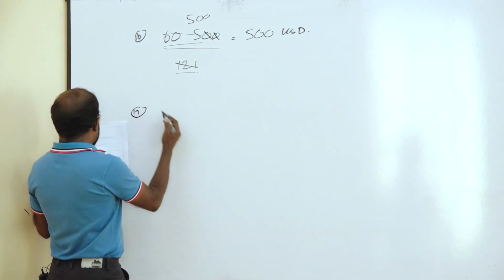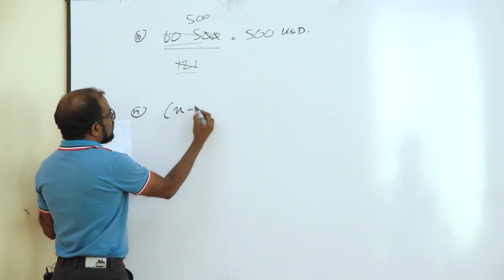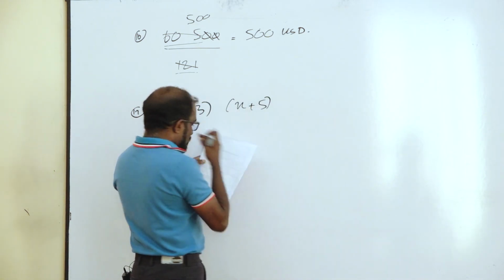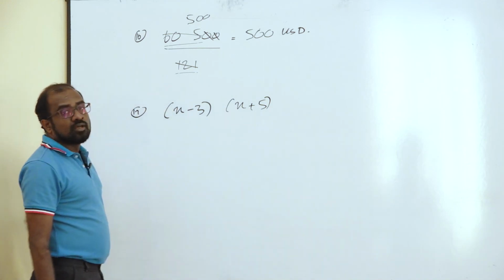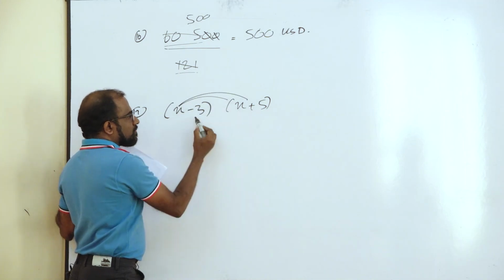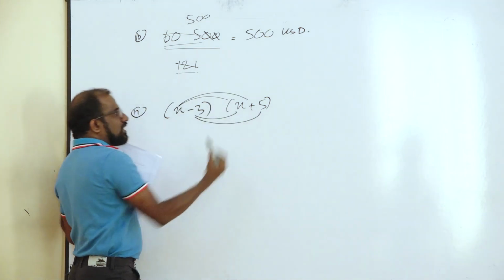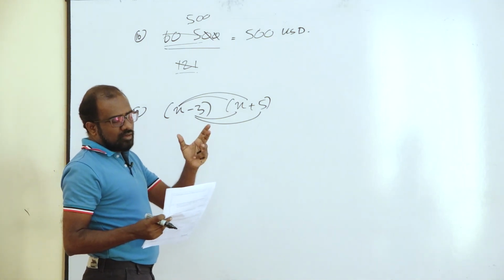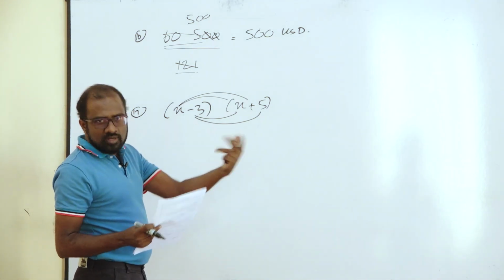17th question. You are asked to simplify these two binomial expressions. x minus 3, you have to multiply by x plus 5. So each term should be multiplied by each term. When you multiply, what is the spell? Same sign plus, different sign minus.